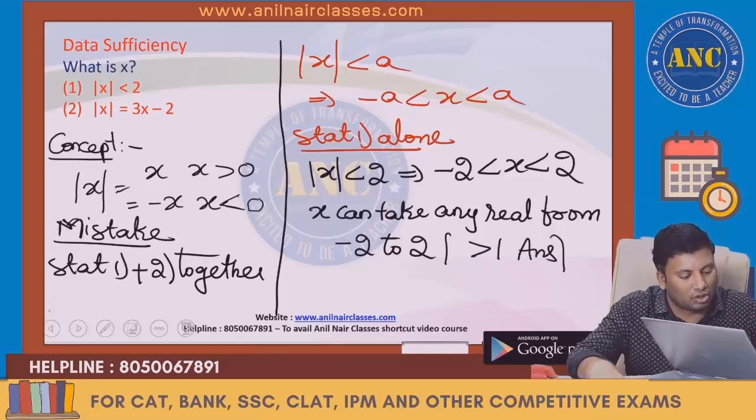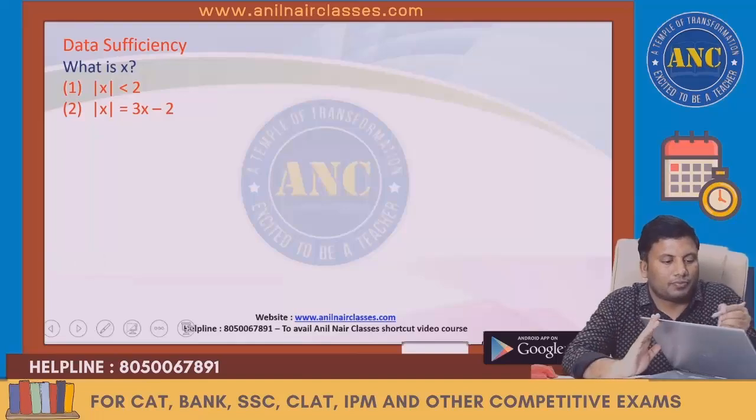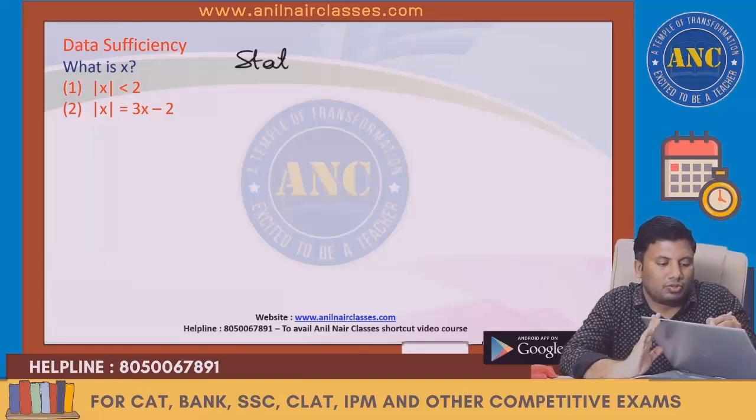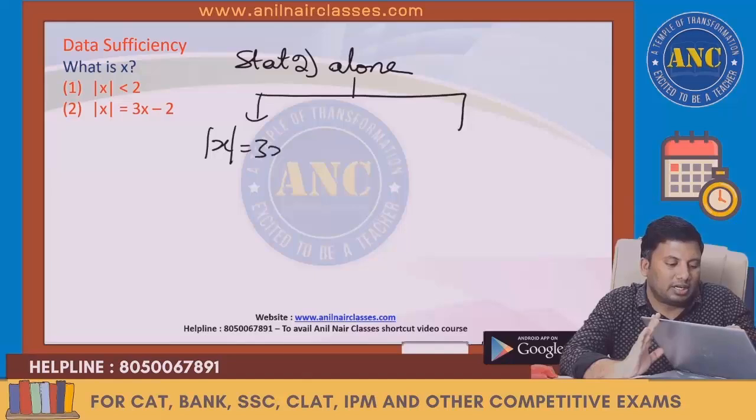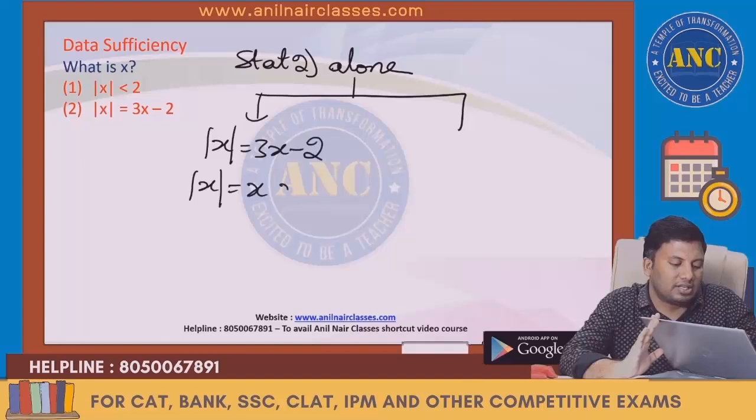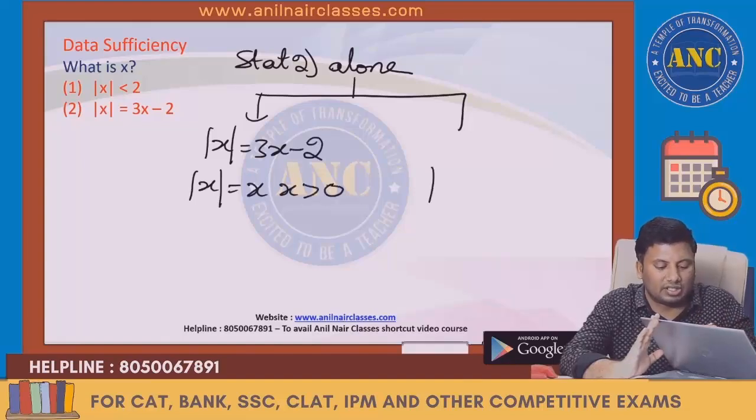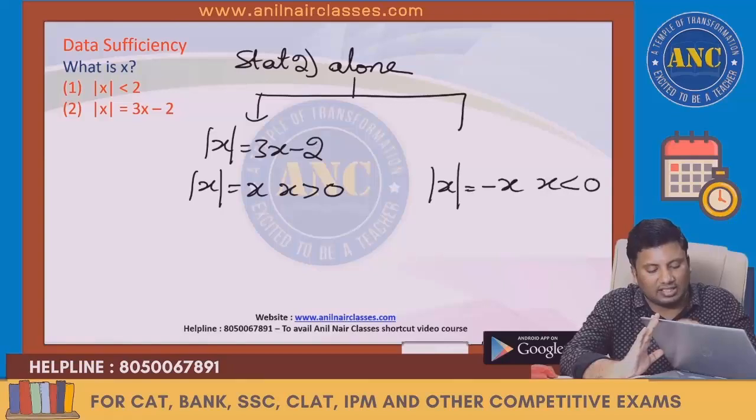Now, let us go to statement 2. Statement 2 alone. Two cases we will see. Mod x is nothing but 3x minus 2. Mod x is equivalent to x if x is greater than 0, and mod x is equivalent to minus x if x is less than 0.